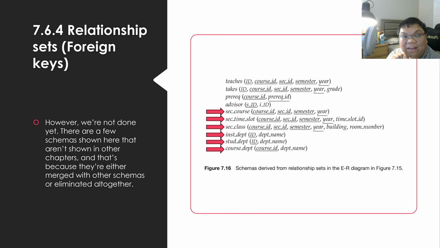So, we're done. No, we're not. It turns out there are a few things we can eliminate still. So we can make the schemas for all of our entity sets, but when it comes to making the schemas for our relationship sets, there might be a few redundant things that we can either outright eliminate or merge with other schemas. We're going to look at these 6 schemas here.